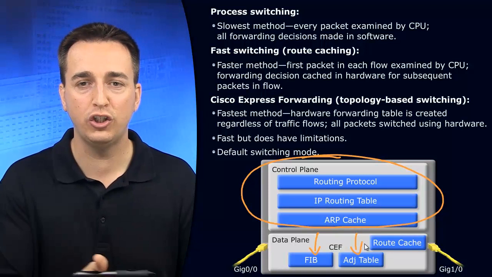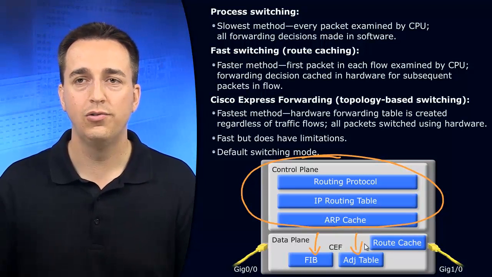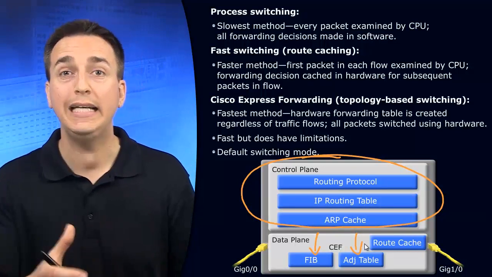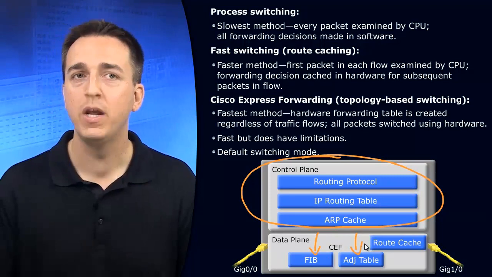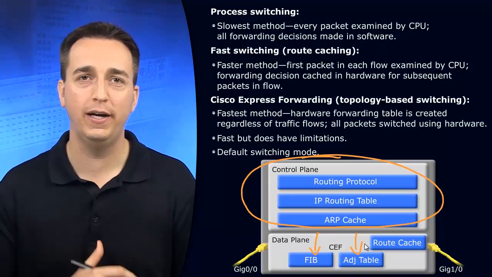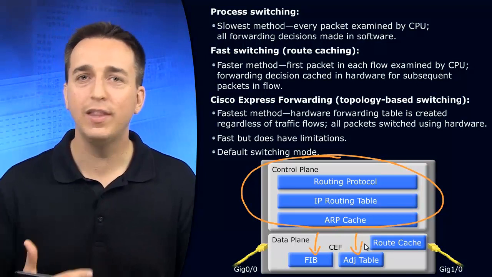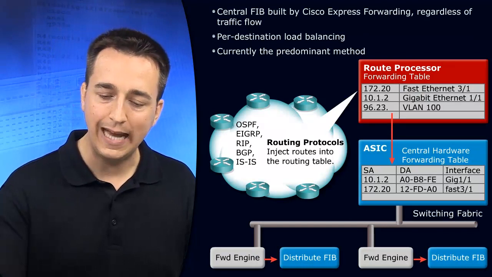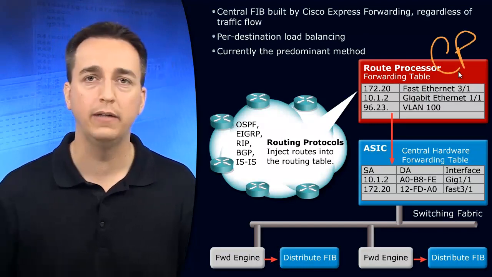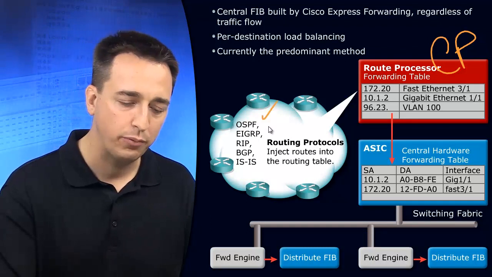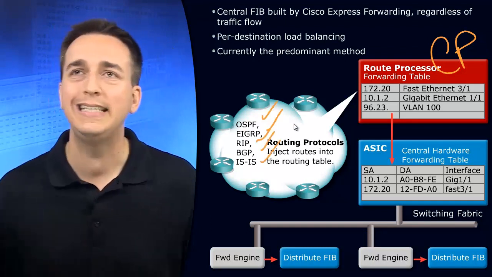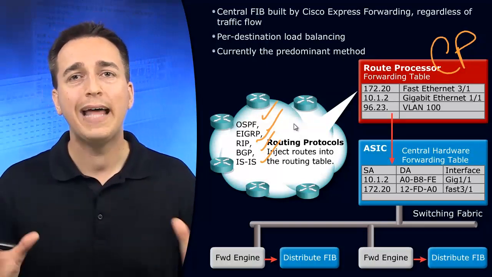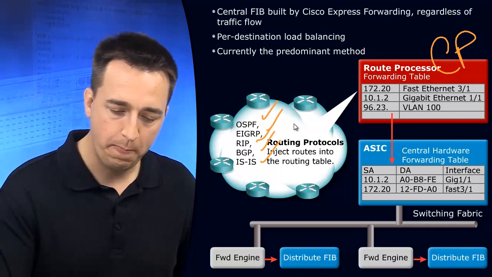TCAM tables that have security ACLs, quality of service entries that can be quickly and efficiently looked up at the data plane instead of having to bug the control plane. That's what Cisco Express Forwarding is all about. Taking the information that is gathered ahead of time at the control plane, information that's gathered by routing protocols as an example, information that's gathered through access control lists, quality of service features, putting that down at the data plane right away.